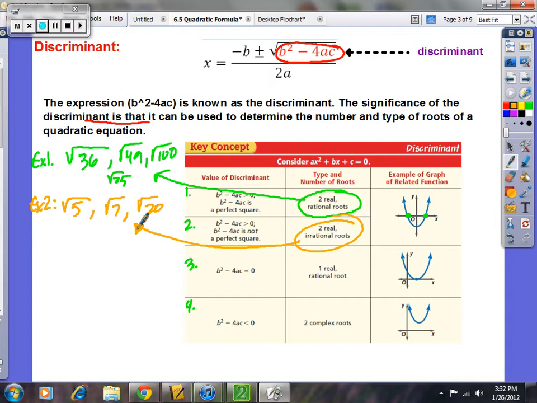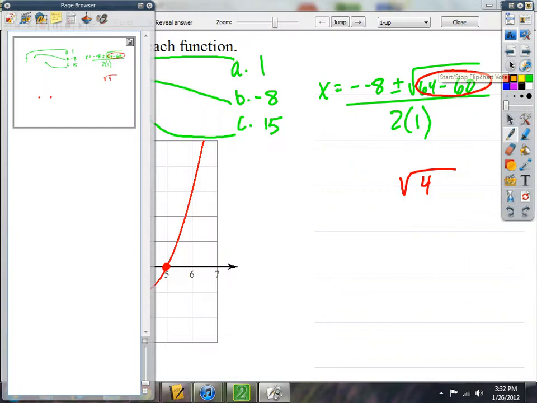Your answers are going to be irrational. They're going to be decimals that go on forever with no pattern, and they're a little bit more tedious. They're kind of a pain in the butt. It still looks like this. They're still going to land right here on your x-axis, but they are going to be decimals. They're not going to be the nice, even integers.